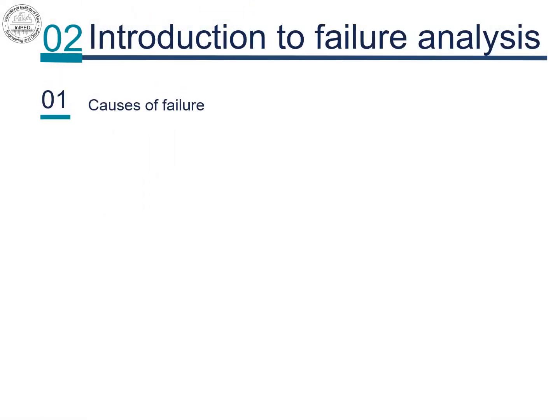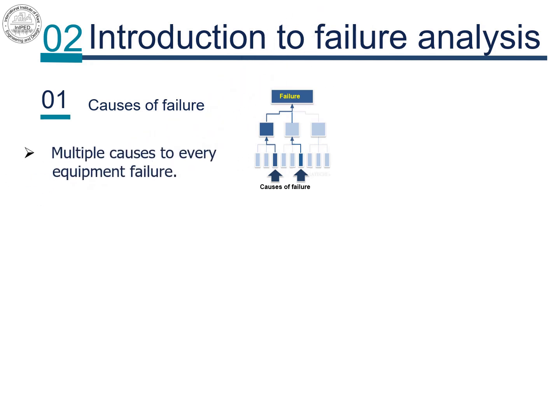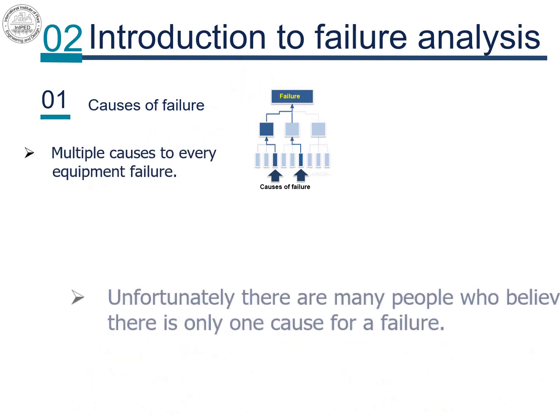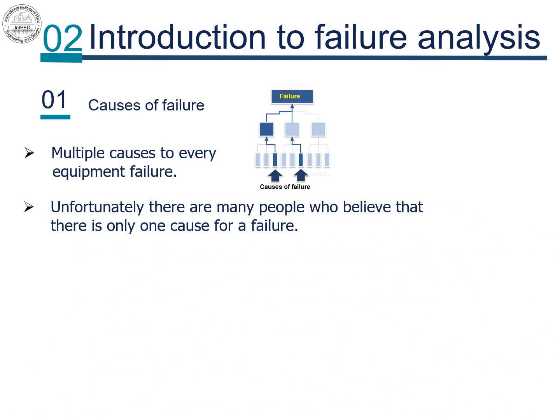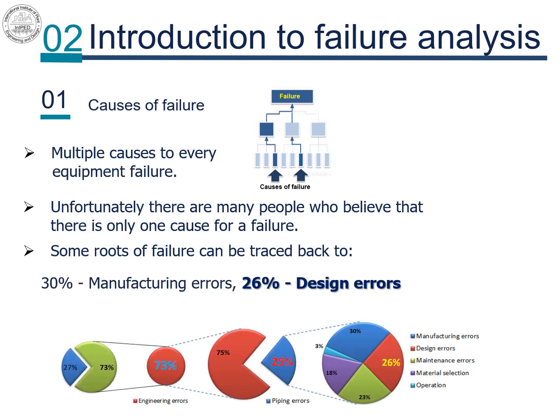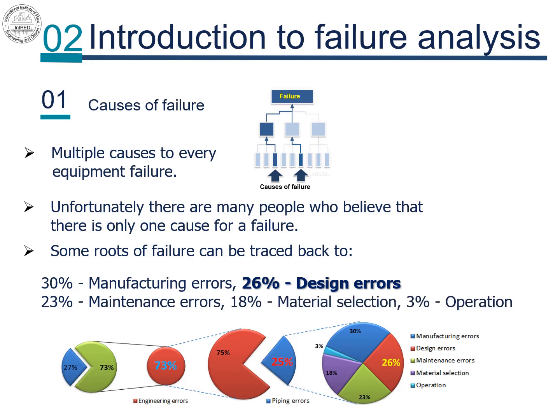It would be nice and neat if there were only one cause per failure, because correcting the problem would be then easy. However, in reality, there are multiple causes to every equipment failure. Unfortunately, there are many people who believe that there is only one cause for a failure. Some roots of failure can be traced back to 30% manufacturing errors, 26% design errors, 23% maintenance errors, 18% material selection, 3% operation.